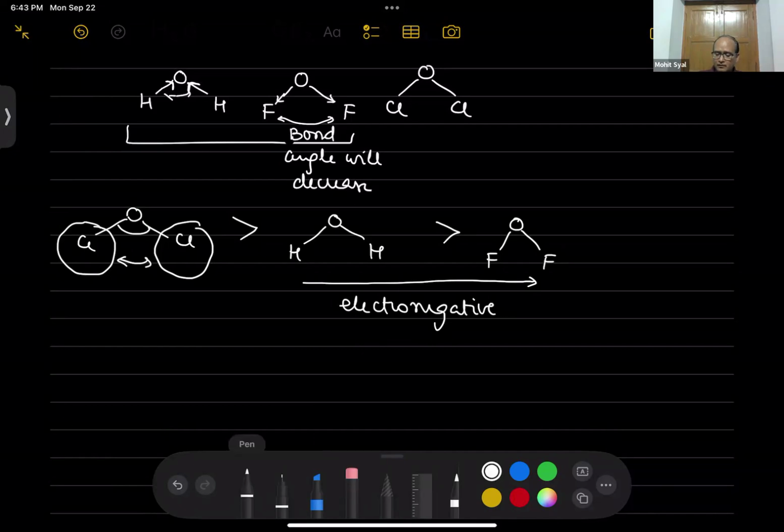Electronegative groups or substituents. Nabila, is this clear or not? Yes, sir. So it decreases when higher electronegativity is there. Yeah, it decreases. So electronegative groups will reduce the bond angle. Okay.